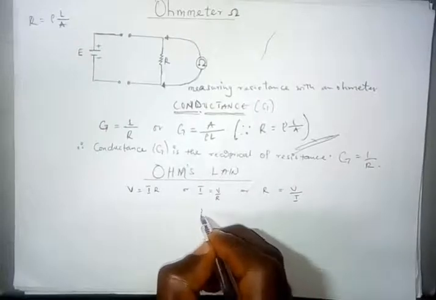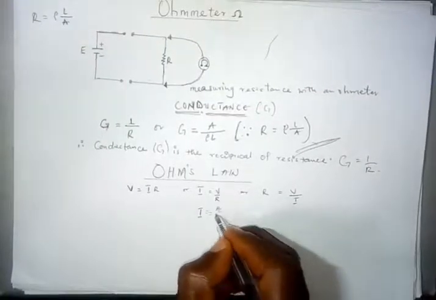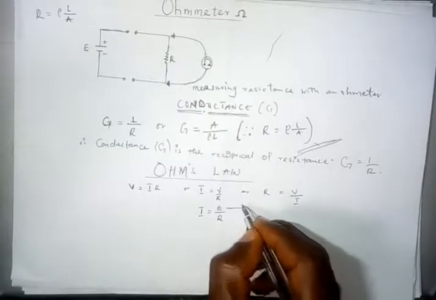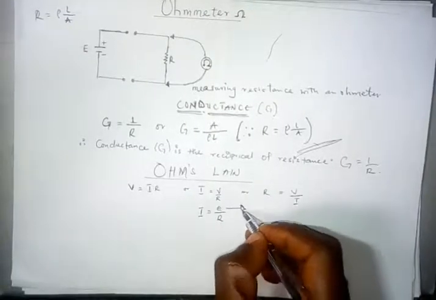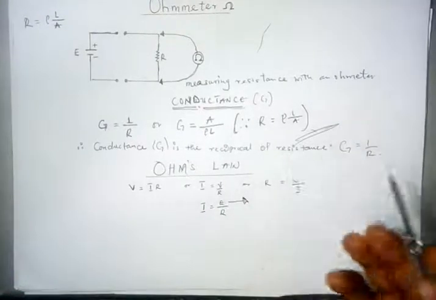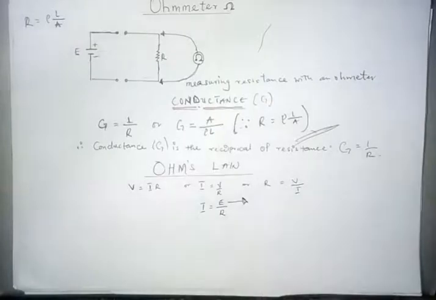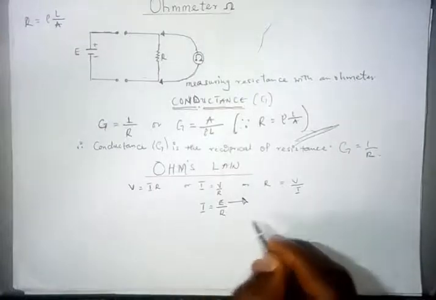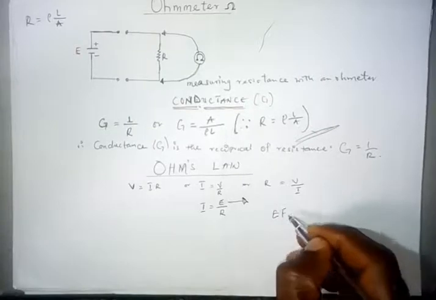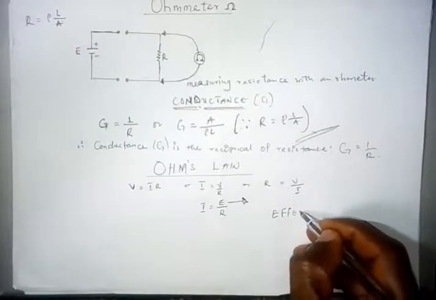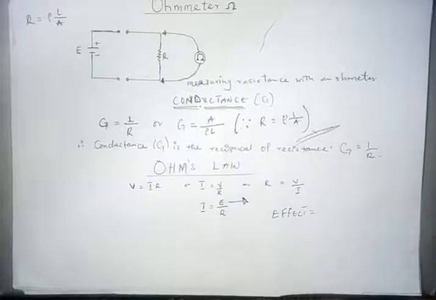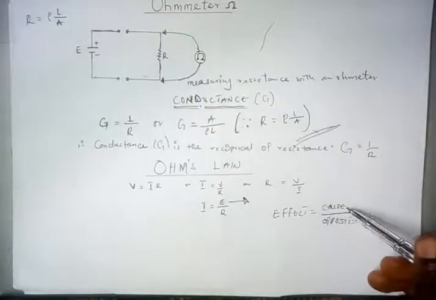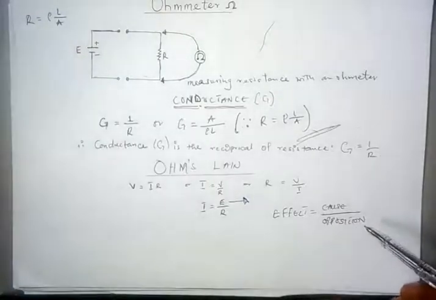This can also be expressed as I equals E over R. As we explained in our previous class, voltage can also be known as the energy required to move a current from one point to another. So it's also an energy. Any form of energy conversion from one type to another can be expressed in this way. We can also relate it to effect equals cause over opposition.